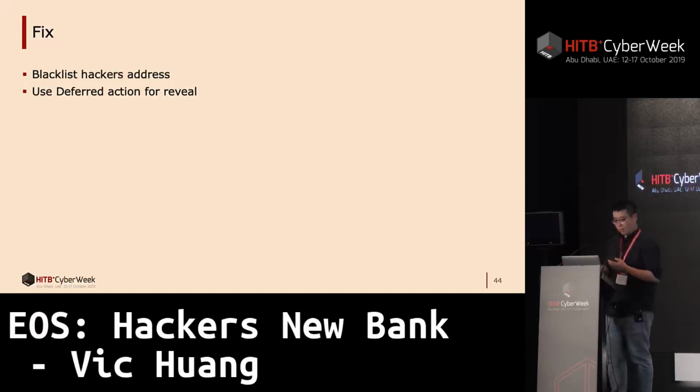So how to fix this kind of attack? First, you can put the hacker's address on a blacklist. It's kind of a stupid way to deal with it. Another thing is we can use deferred actions for the rival. When you send a deferred action, you send an action to book another action, so it won't be in the same block.